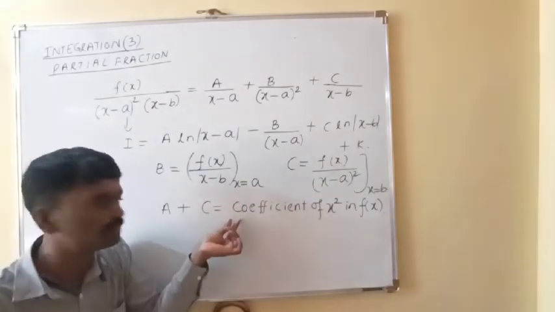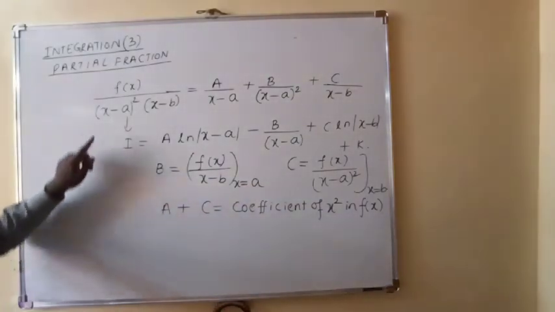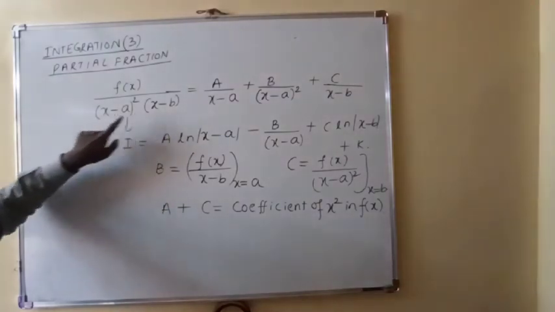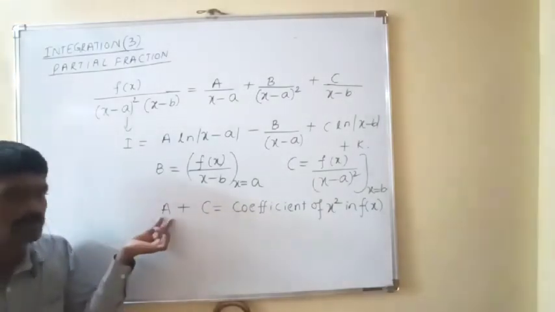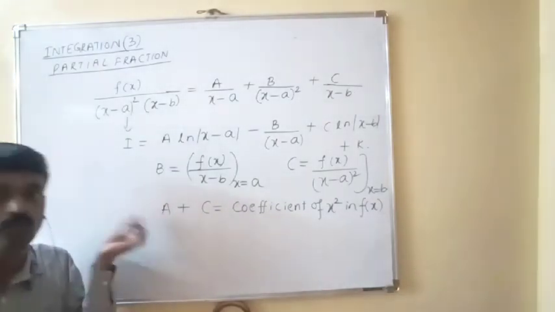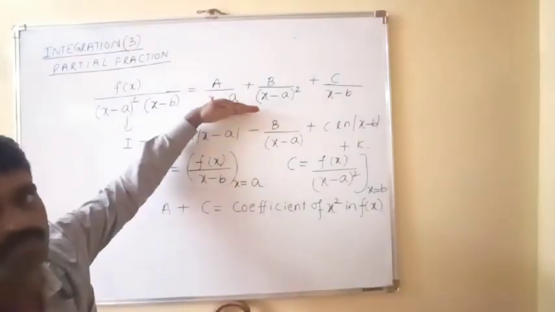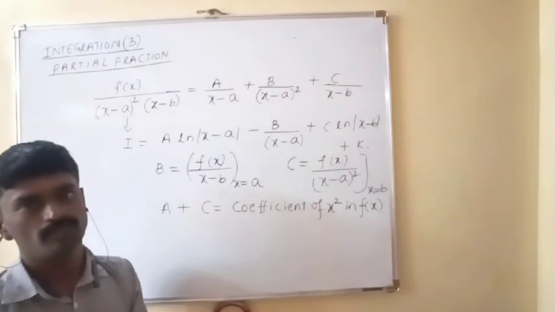This part holds only when, in both linear factors, the x coefficient should be 1. If it is other than 1, this doesn't hold. Then how to find the a value at that time? You take the LCM here and, on both sides, you compare the x square coefficient, and you will get the a value.